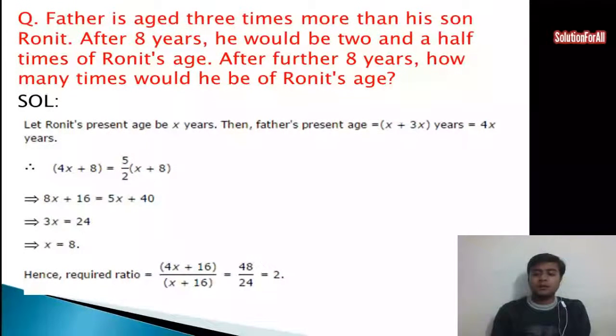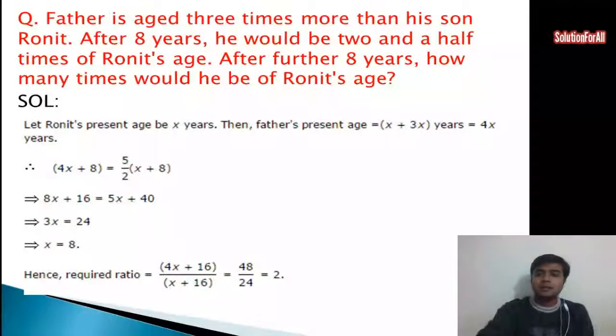Only some of the data and some of the language are changed. Like we add some of the numbers, we just include father, mother, sister, and son sort of things in it. But basically, we have to do the work we have been doing in number system, HCF, LCM, or decimal fraction. So the question is, father is aged three times more than his son Ronit. After 8 years, he would be two and a half times Ronit's age. After a further 8 years, how many times would he be of Ronit's age?